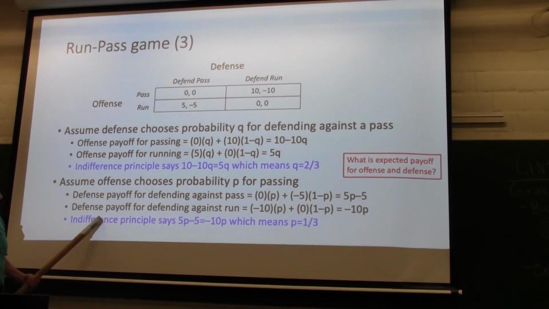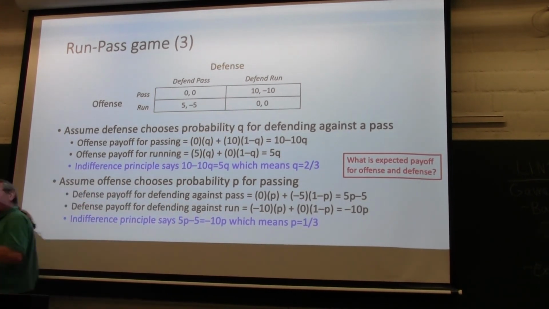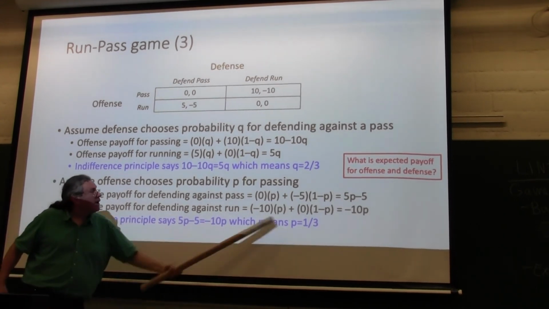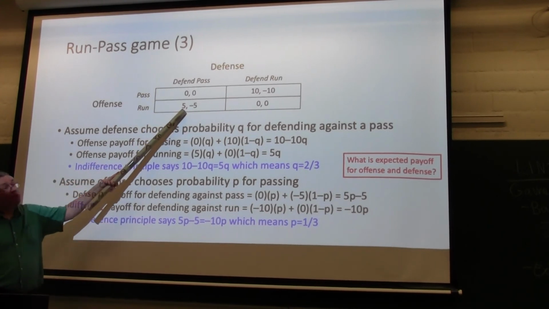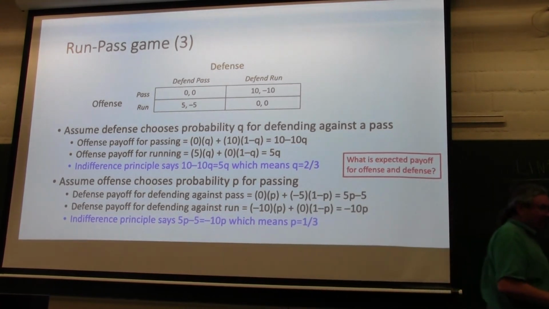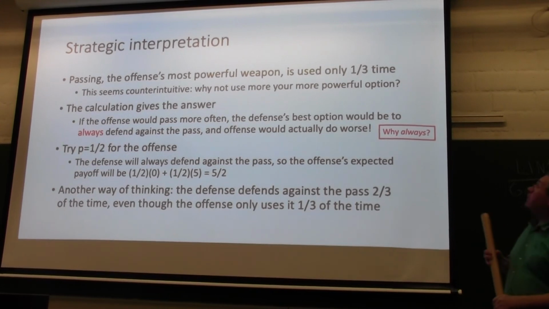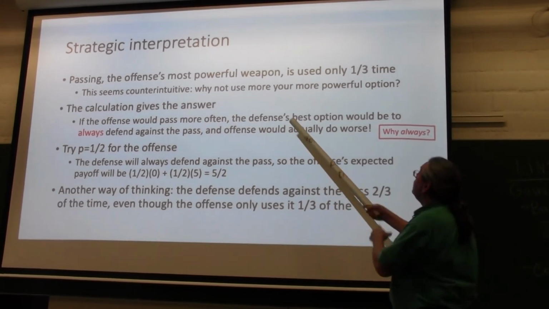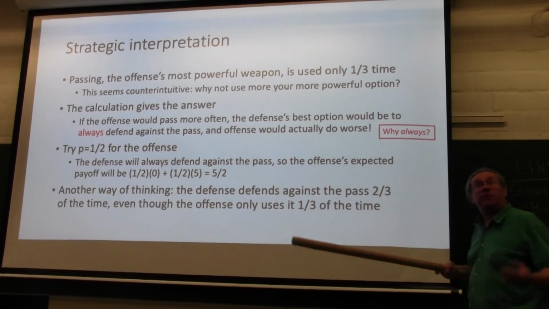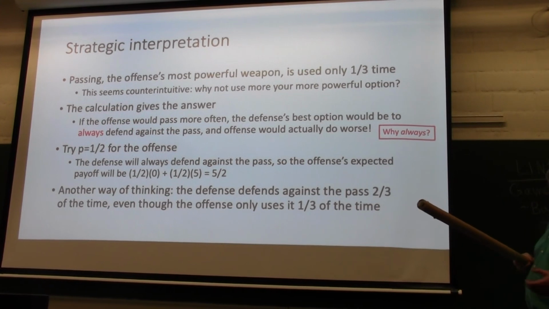That's kind of funny, isn't it? Pass is very powerful. If you win, you get 10 gain. But you only use your powerful move 1/3 of the time. 2/3 of the time you're going to use your weak move, which is run. And that's the best. Okay? It's interesting. I think that's an interesting result. So you can actually rethink about it. Passing is the offense's most powerful weapon because they get 10 yards gain. But you only use it 1/3 of the time. Why not? Why don't you use your more powerful option more often?